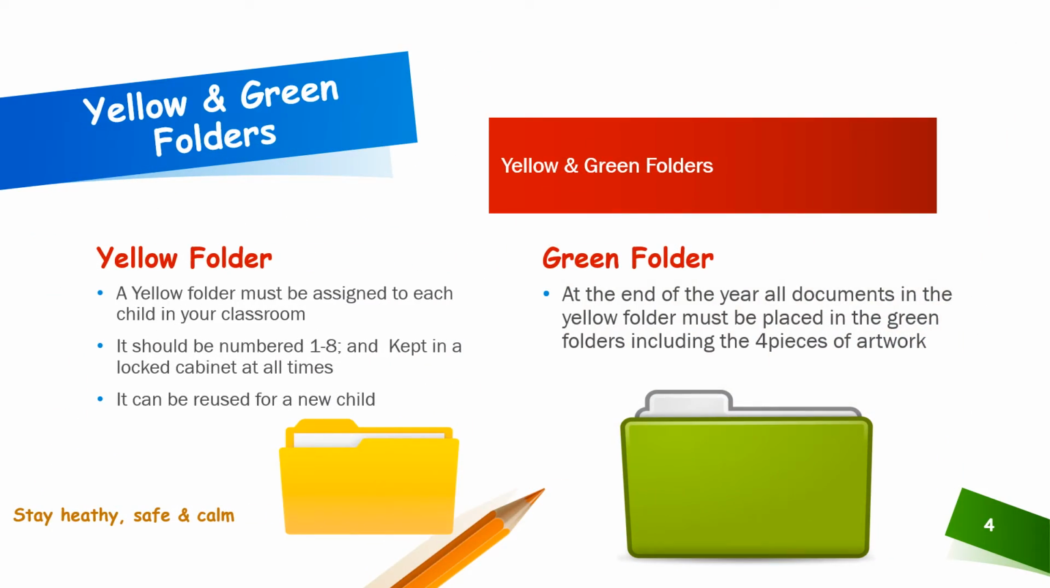Let's begin with the yellow and green folders. A yellow folder must be assigned to each child in your classroom. It should be numbered from 1 to 8 and kept in a locked cabinet at all times. Please note that it can be reused for a new child entering your classroom. As for the green folder, at the end of the year, all documents in the yellow folder must be placed in the green folder, including full pieces of artwork of a child.